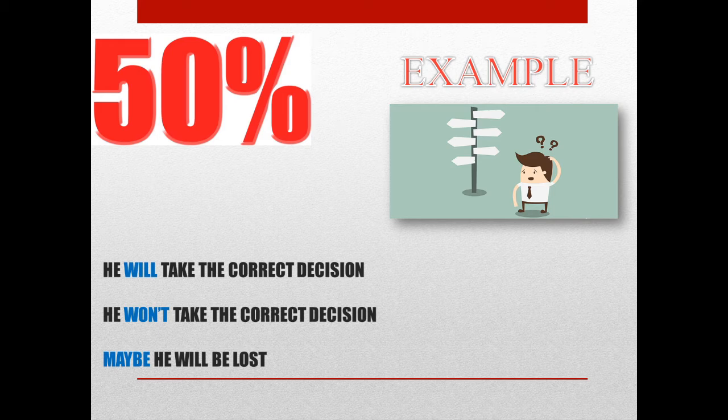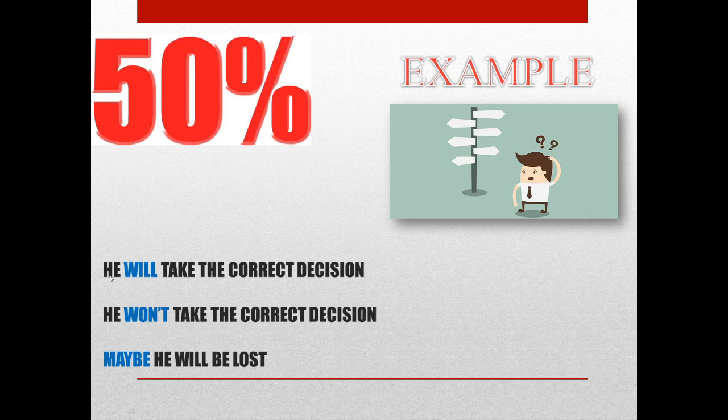As I told you, he will take the correct decision. Maybe he will take the correct decision, or he won't take the correct decision. There is a 50%, as I told you. And the other one that we can use is maybe he will be lost. Okay, why didn't I write maybe after he? For example, he maybe will be lost. It sounds good, but it is not correct. The correct way to write this is maybe at the beginning, as you can see here, then the rest of the sentence.